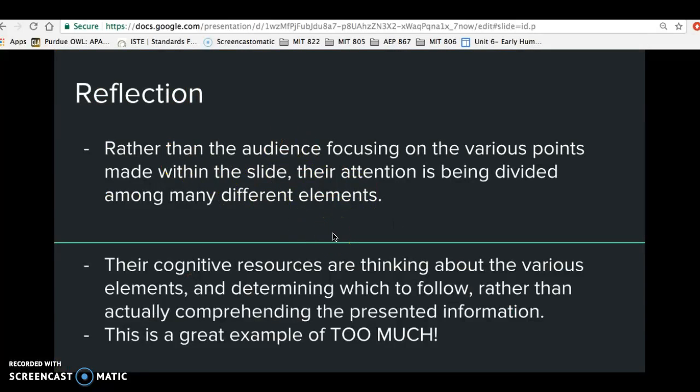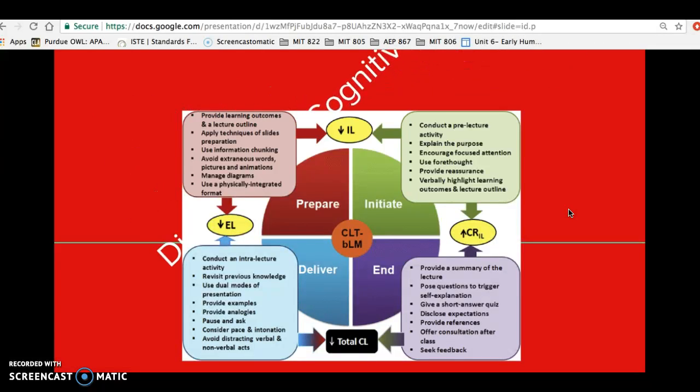Rather than the audience focusing on the various points made within the slide, their attention is being divided among many different elements. Their cognitive resources are thinking about the various elements and determining which to follow rather than actually comprehending the information. A great example of too much.